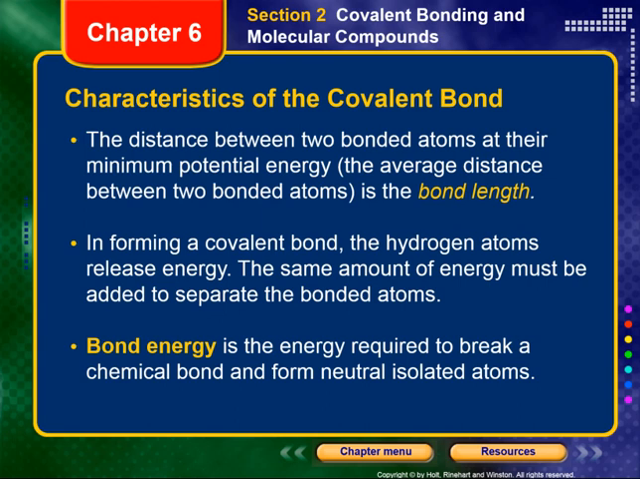In forming a covalent bond, hydrogen atoms, which is the example that we're working with right now, release energy. That exact same amount of energy must be added if we ever want to break those bonded atoms apart again. And sometimes we do, especially in certain industrial processes. That amount of energy that's required to break the chemical bond to form the two neutral isolated atoms is known as bond energy. So don't mistake bond length and bond energy. One is a length, one is an amount of energy.